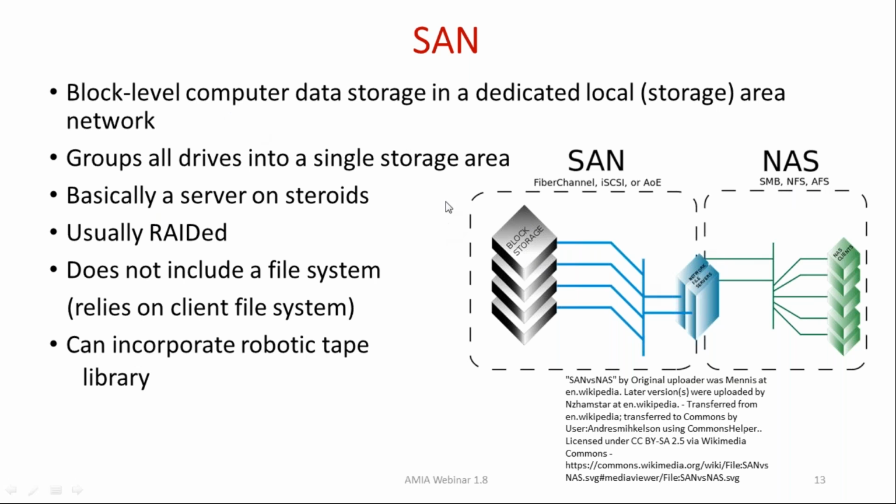Back to the SAN here, it groups all the drives into a single storage area. So everything can be shared across that. So it's usually RAIDed. And again, it's like a server on steroids. It does not include a file system. Over here we have one, but here we do not. The Fiber Channel, the SCSI, and/or the ATA over Ethernet has to do with the link between this block storage and the network, the type of connection that we have there. And it can incorporate a robotic tape library in your SAN that way.